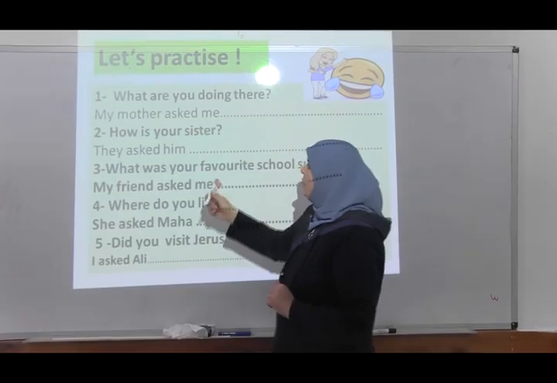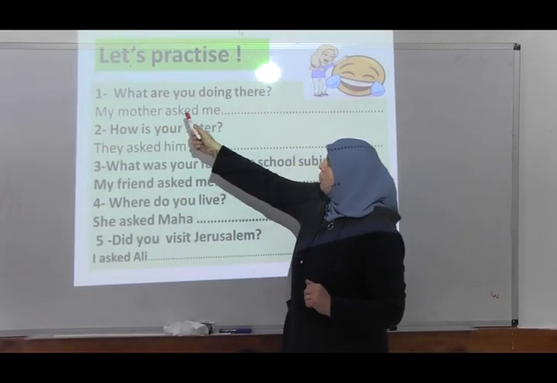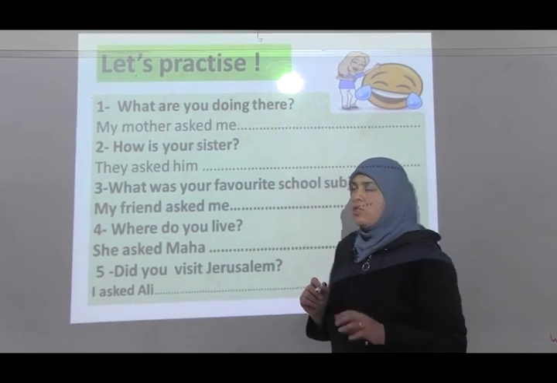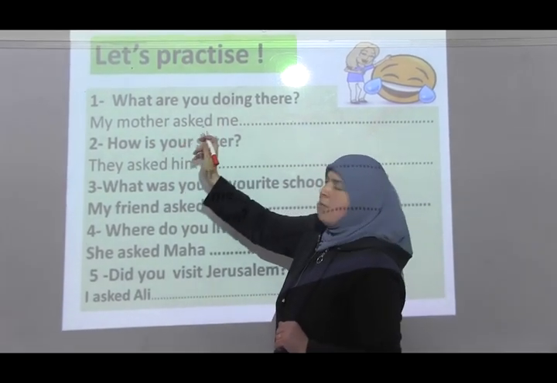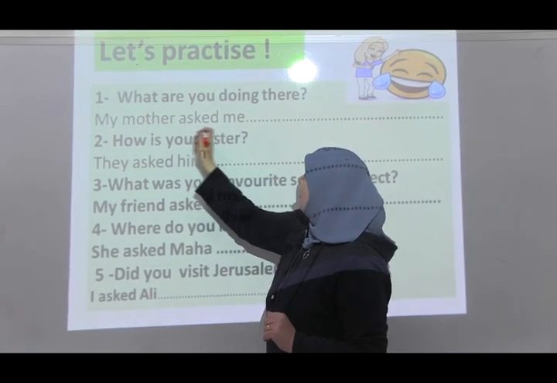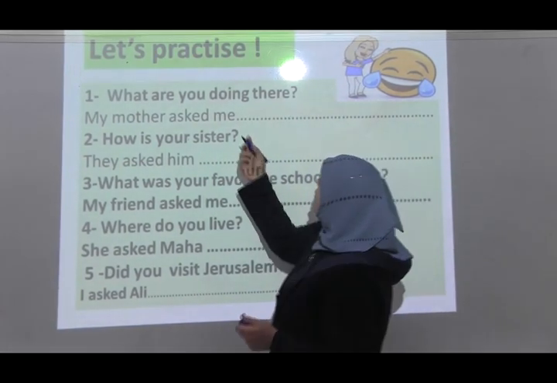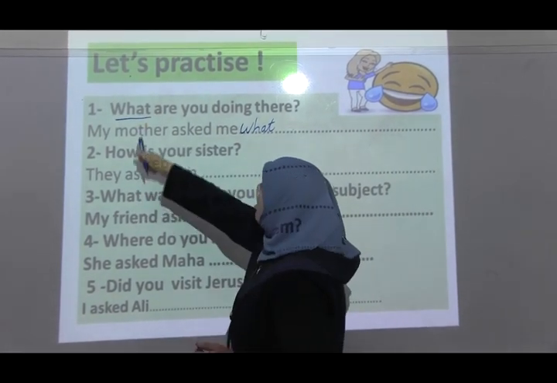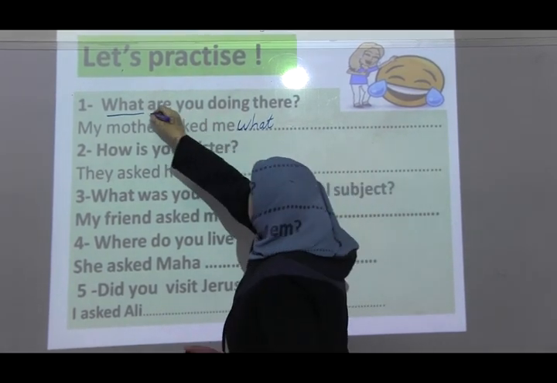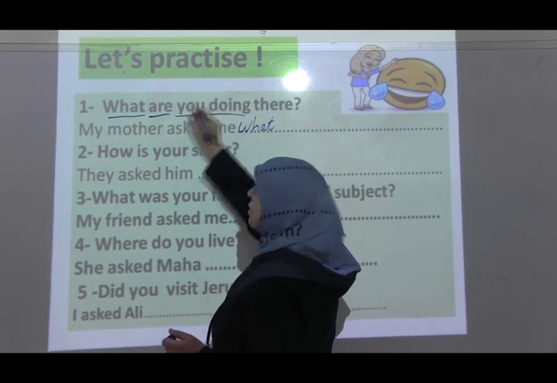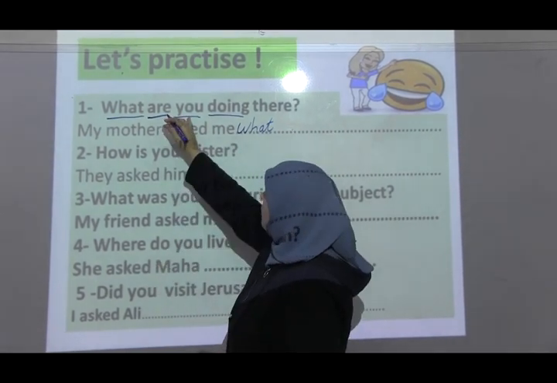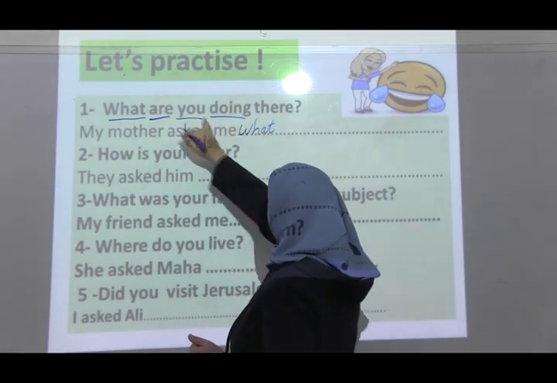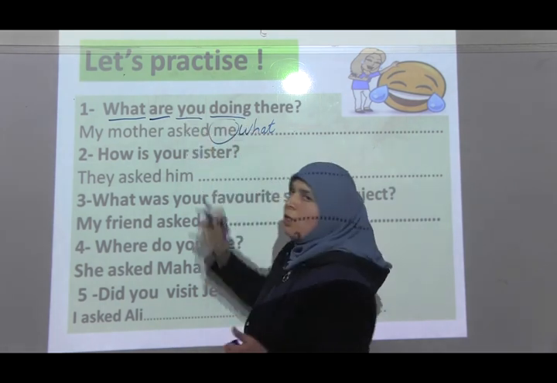Now, let's practice. Read question number 1. What are you doing there? What type of question is it? It is a WH question. Good. My mother asked me. This is a starter. My mother asked me what. This is the WH word. Are doing is the verb. You is the subject. I start with the subject. Because it is me, I change you into I.